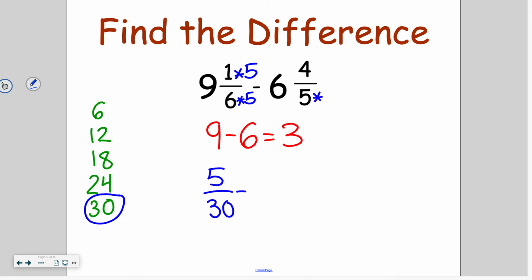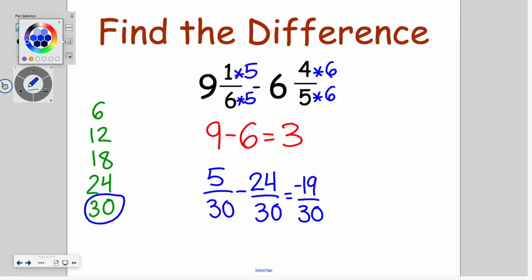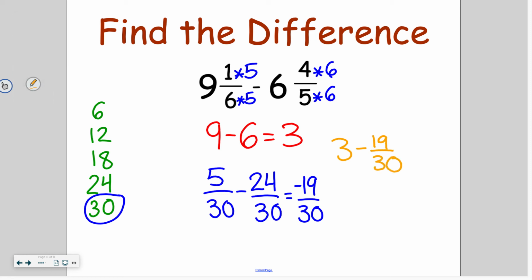Taking away, to get to 30 on the second fraction, we multiply by 6. So we end up with 24 out of 30. When I do 5 minus 24, I get negative 19 out of 30. Now we need to put our mixed number back together. So we have 3 minus 19 out of 30. So when I take that away, the 3 is going to turn into 2. If I'm taking away 19 out of 30, that means there are 11 of those 30 left over. So our final answer is 2 and 11/30.